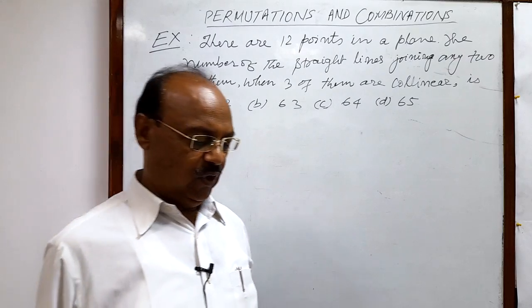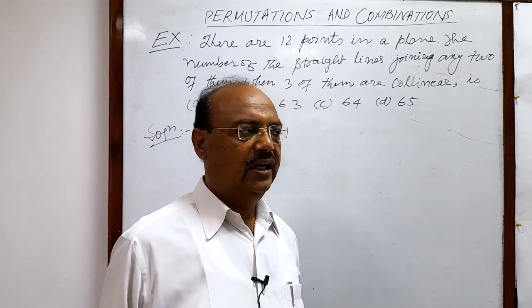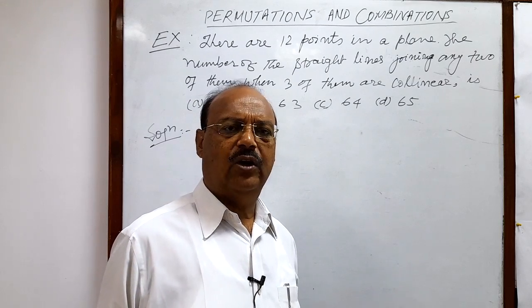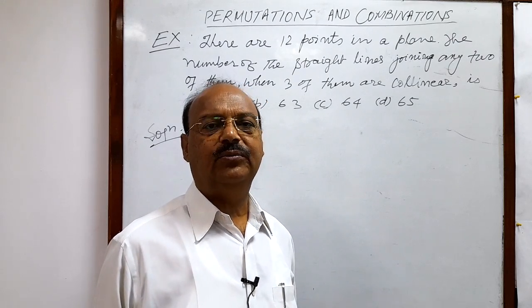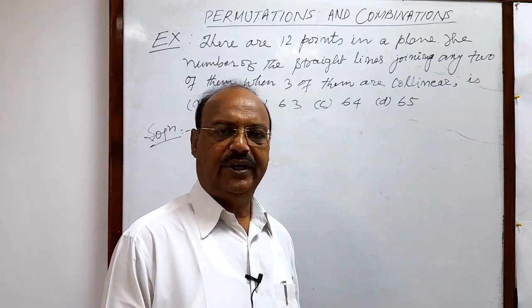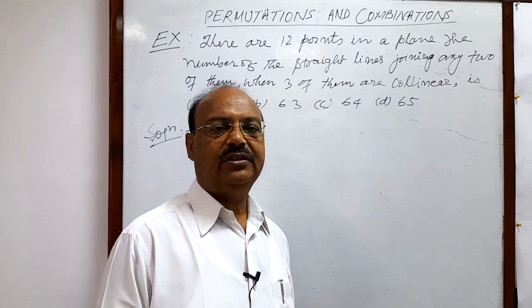Out of 12 given points, 3 points are collinear. And we have to make all the possible straight lines, and find out how many maximum straight lines can be formed with the help of these 12 points when 3 points are collinear. Okay, so now let us see the solution.